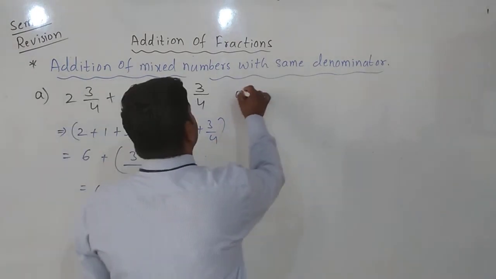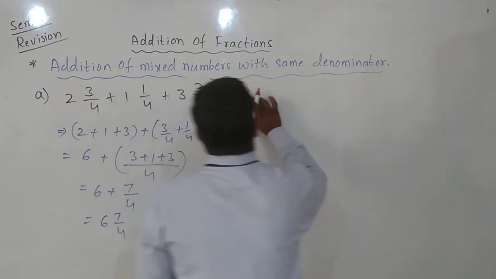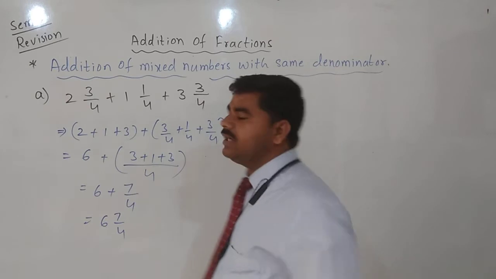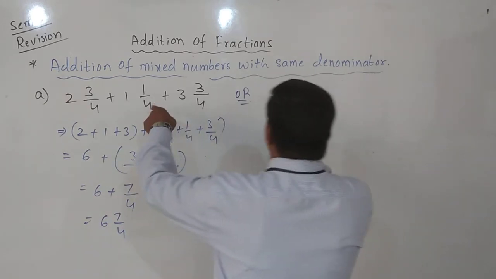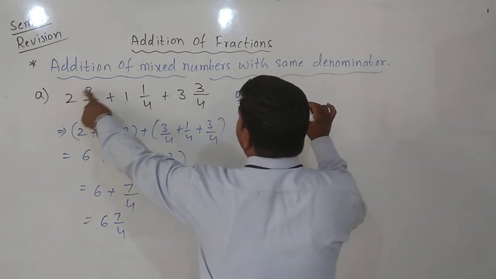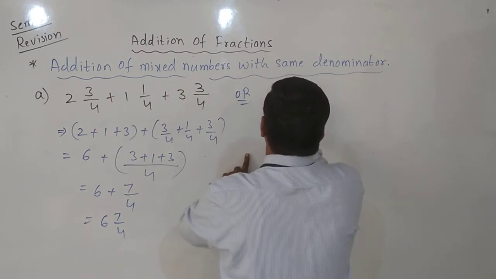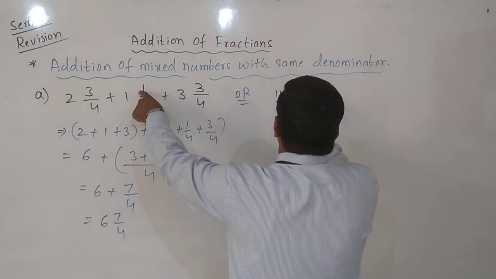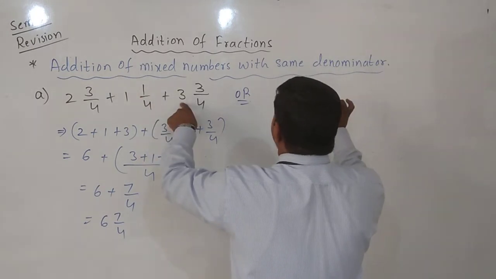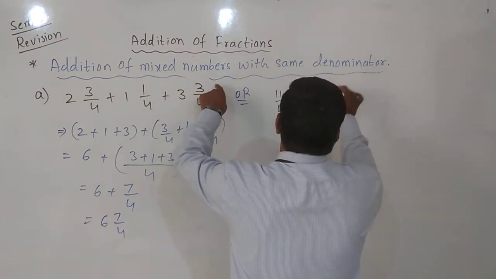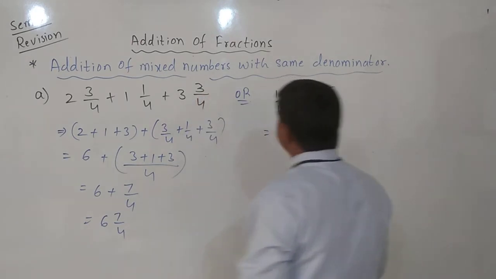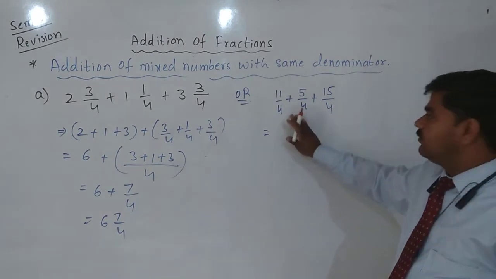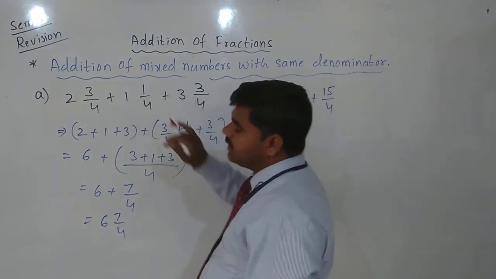Another method: otherwise we can convert the mixed numbers into improper fractions. How will you convert? 2 fours are 8 plus 3, 11 by 4. Plus 4 ones are 4 plus 1, 5 by 4. Plus 3 fours are 12 plus 3, 15 by 4. Now this is again like fractions only, but here we converted mixed numbers into improper fractions.